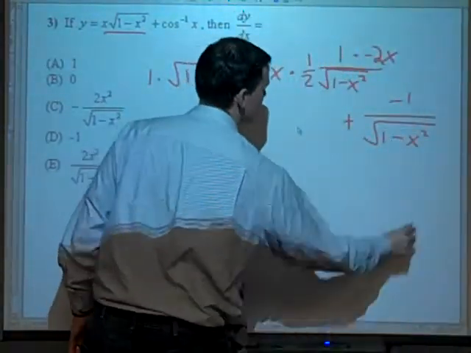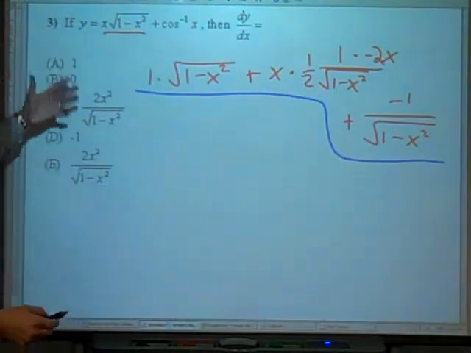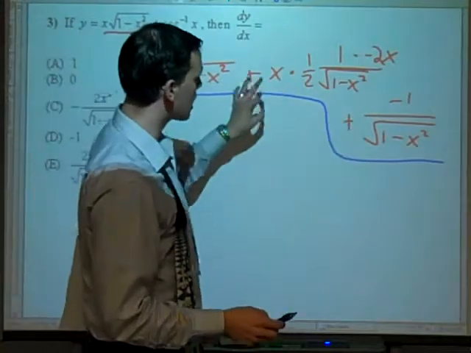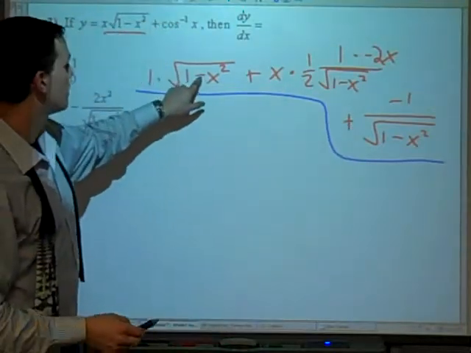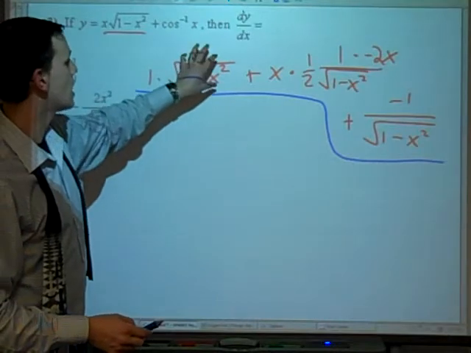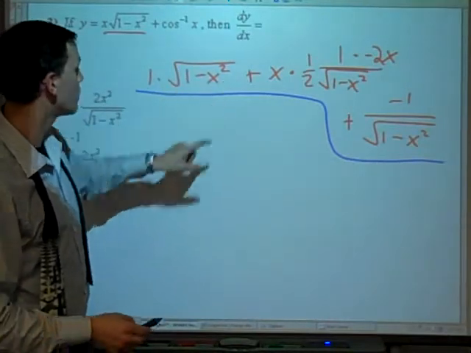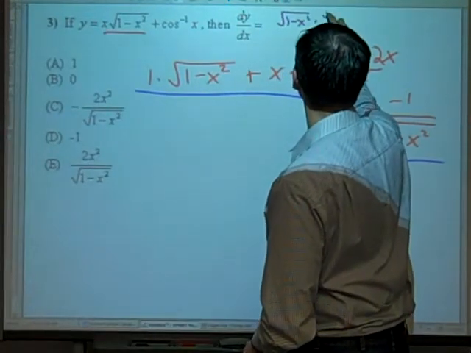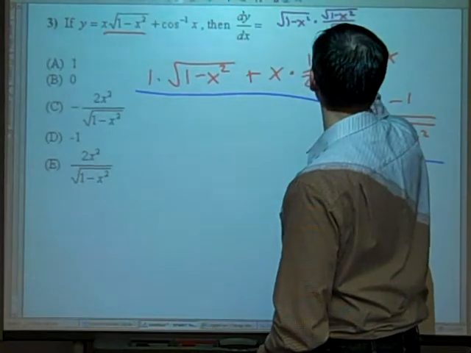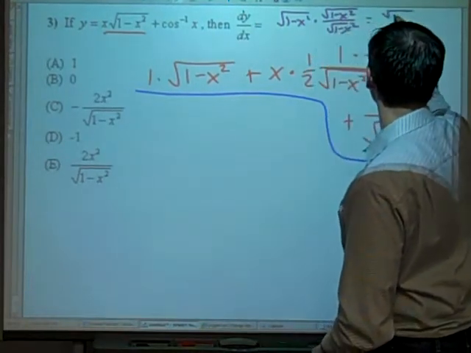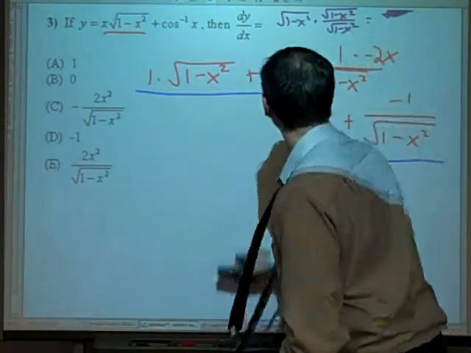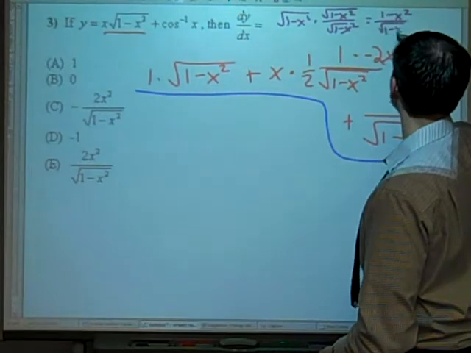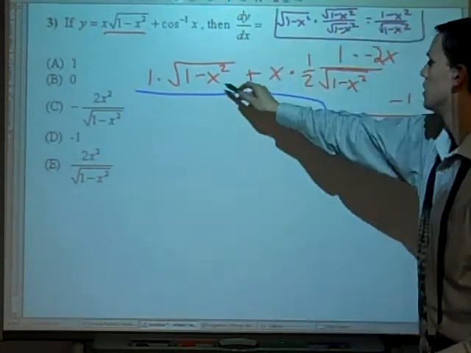Okay, so now we have to do some nasty simplification because if you look at the problem, none of this is anywhere close. So I have to add all these terms to get one term, and I'm going to do that by finding a common denominator. If I multiply this square root of 1 minus x squared, top and bottom, by the square root of 1 minus x squared, the numerator becomes 1 minus x squared, all over the square root of 1 minus x squared. So that's what I'm going to do to this first term.